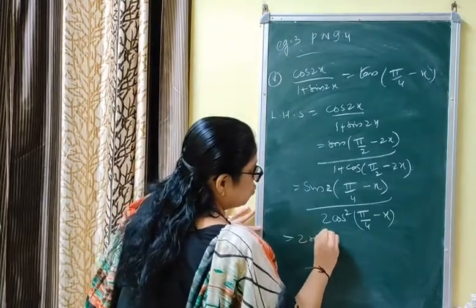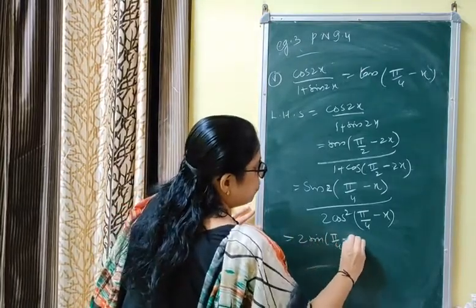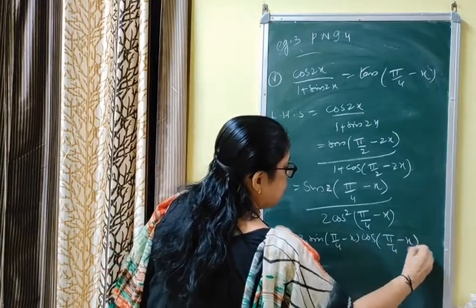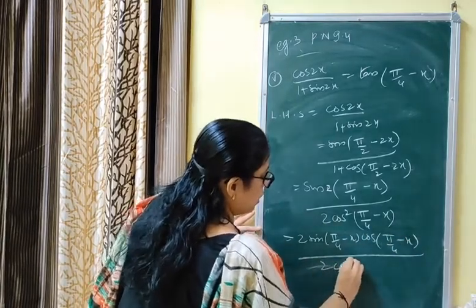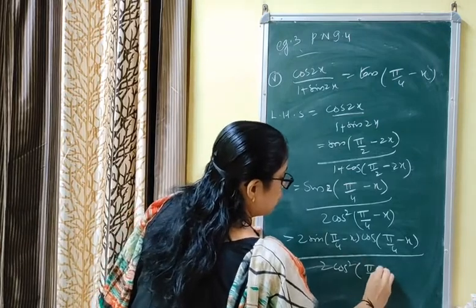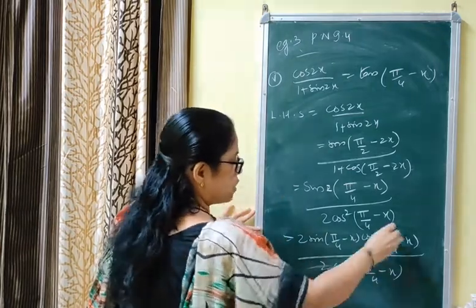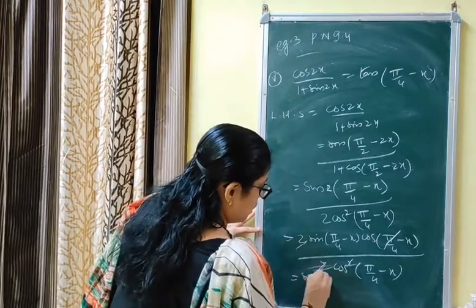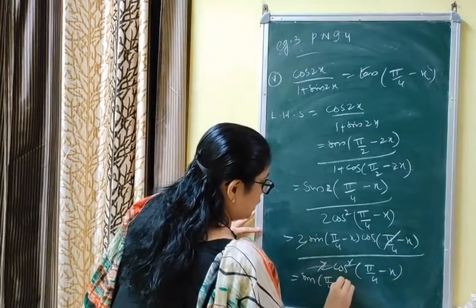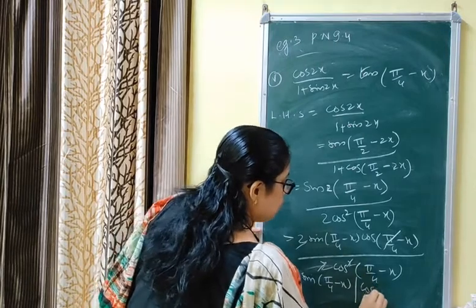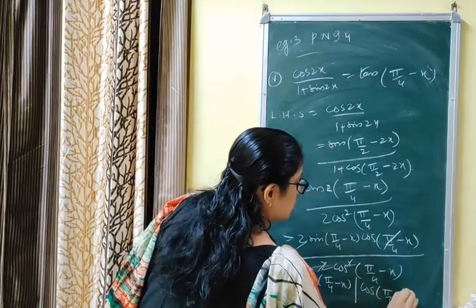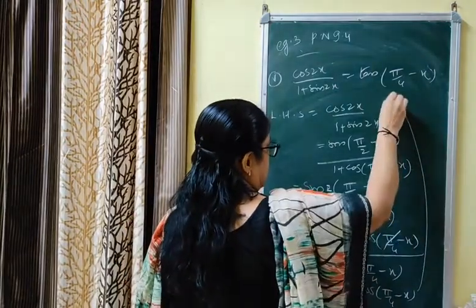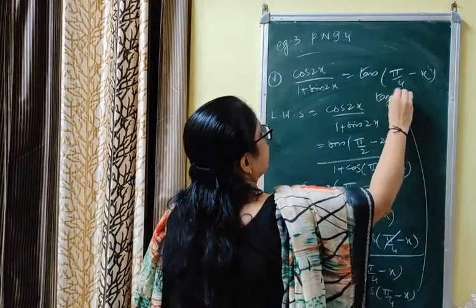theta. That is 2 sin pi by 4 minus x cos pi by 4 minus x, whole upon 2 cos square pi by 4 minus x. These cos and cos are getting cancelled, 2 and 2 are getting cancelled. Remaining is sin pi by 4 minus x upon cos pi by 4 minus x, which is tan pi by 4 minus x.